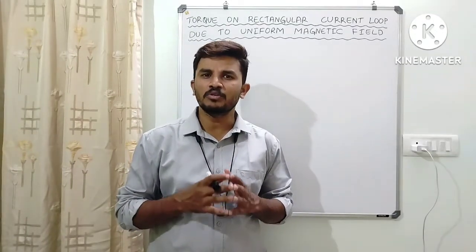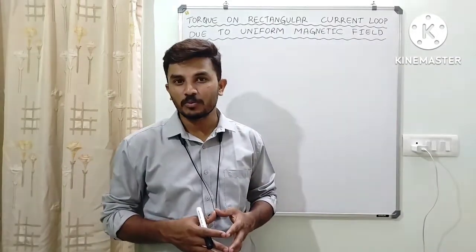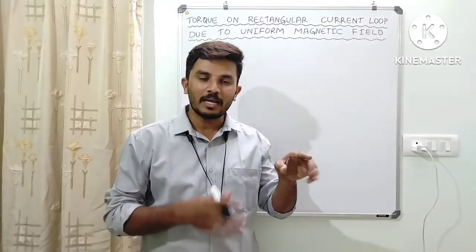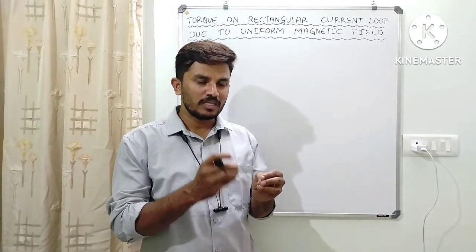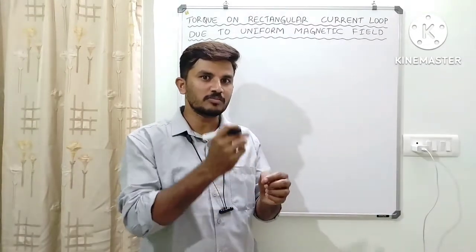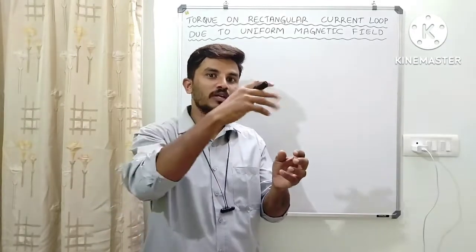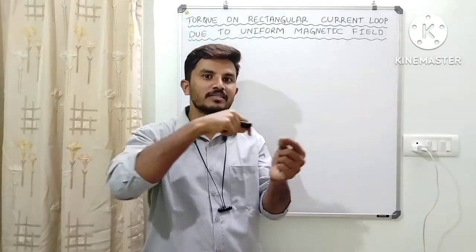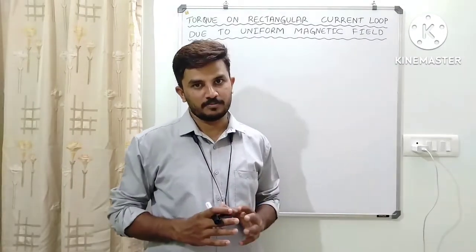In this video I am going to discuss the torque acting on a rectangular current loop placed in a magnetic field. When you allow current to flow through a rectangular current loop, it produces a magnetic field, and when that magnetic field interacts with the external magnetic field, the loop turns. Meaning the current loop experiences a force, which I am going to explain.